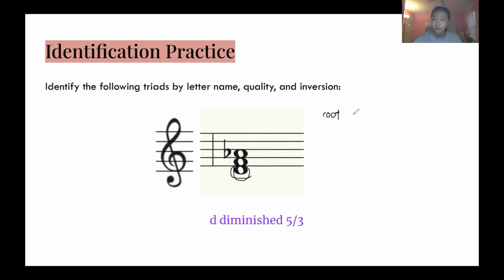So we now know it's in root position. But now we have to figure out what quality it is. Is it major, minor, diminished, or augmented? Now we can just use the same activity we did before. We can look at the top and bottom note, D and A flat, and we know that this is a diminished 5th, therefore the chord has to be diminished. So it's D diminished root position.